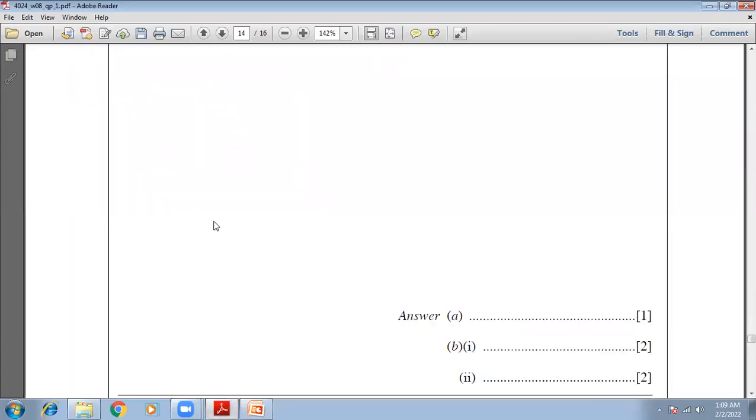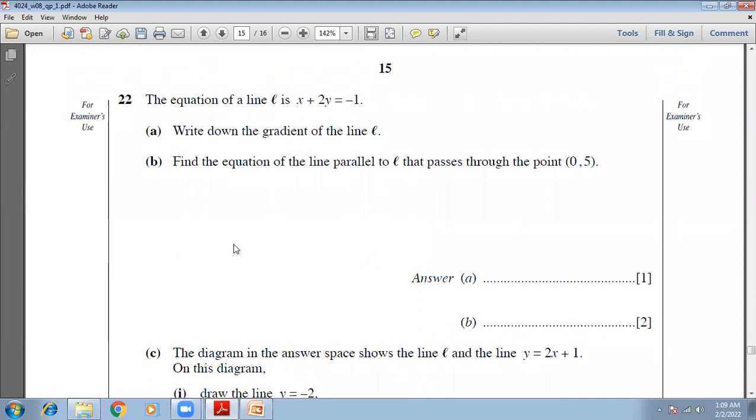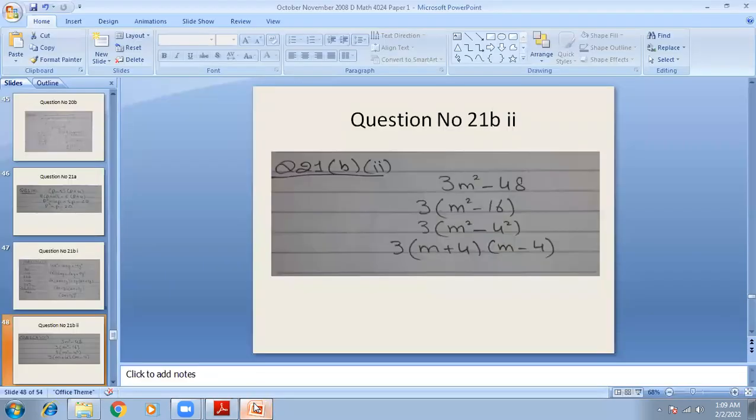So that is question number 21. We are done with it. The question number 22. The equation of a line L is x plus 2y equals to minus 1. Write down the gradient of the line L. You see the equation of the line is given and we want to find out the gradient. So you will make y alone on one side. And then the coefficient of the x on the other side will be the gradient. Let me show you.